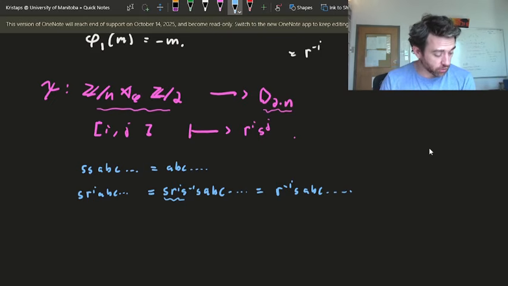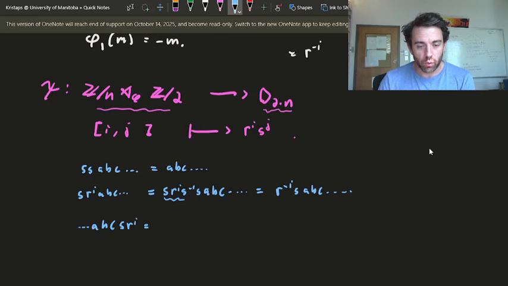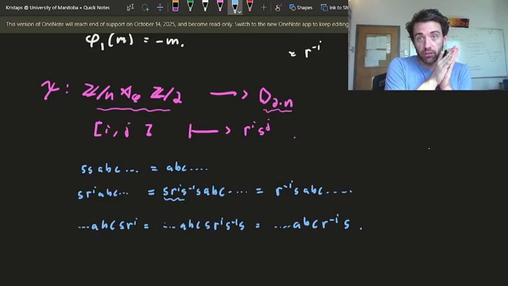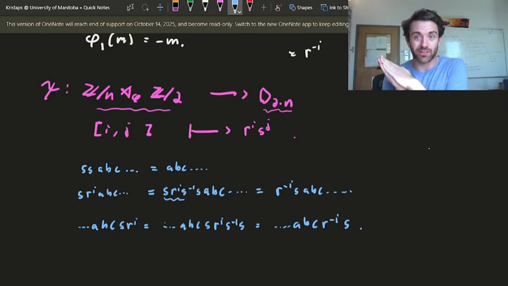By the same token, suppose that I had abc, I had s and then some power of r. What could I do? Well, I will do exactly the same trick. So I've got abc, s r^i, and I can write s inverse s. Then that conjugates to abc r to the minus i, and I just have this s over here. So what's the point of this calculation? Well, it says I can always shuffle all of my r's to the left, and I can always shuffle all of my s's to the right.